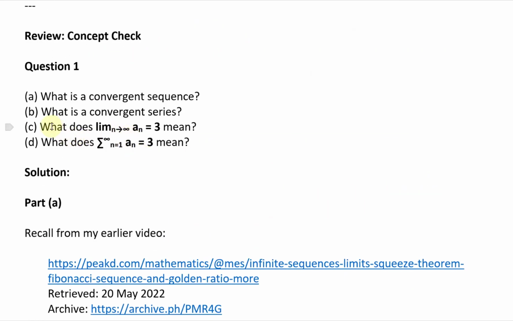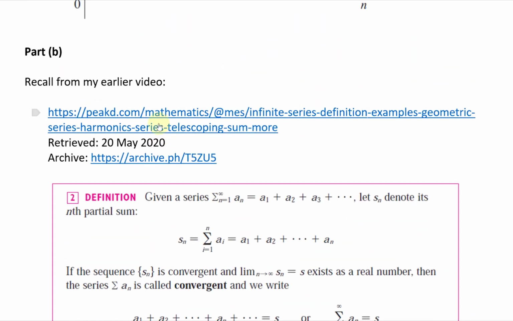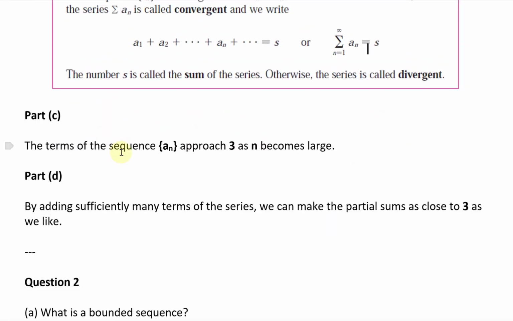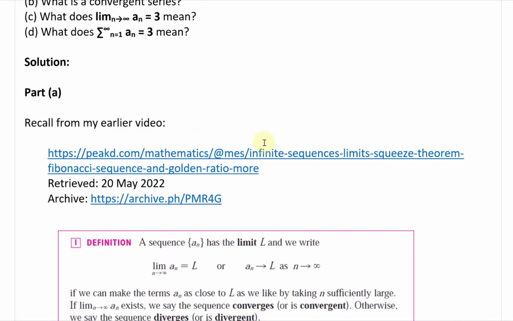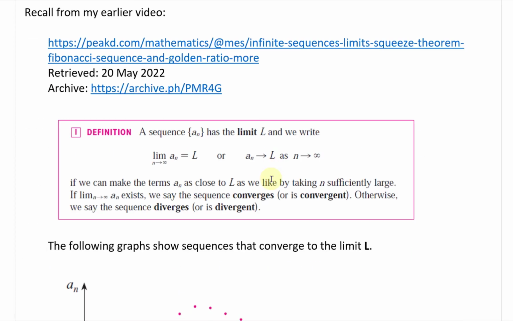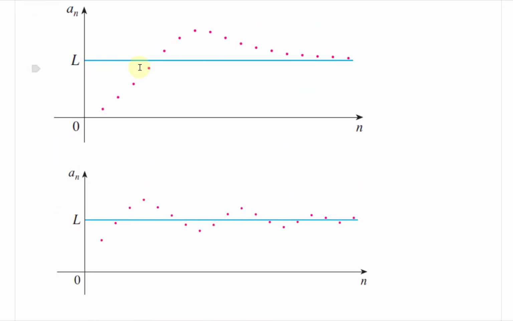And now let's look at part C. What does the limit as n approaches infinity of an equals 3 mean? So what this means is the terms of the sequence, an, approach 3 as n becomes large. As n gets large, an is approaching 3. That's the limit. So this is 3, and as it's getting large, it's approaching it.